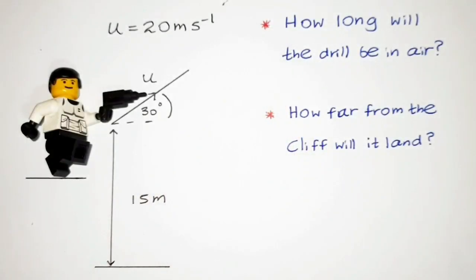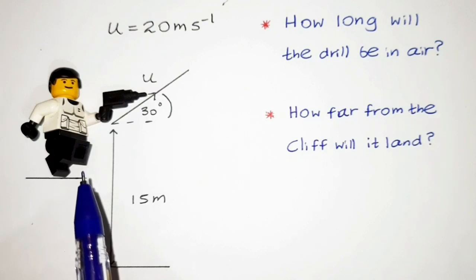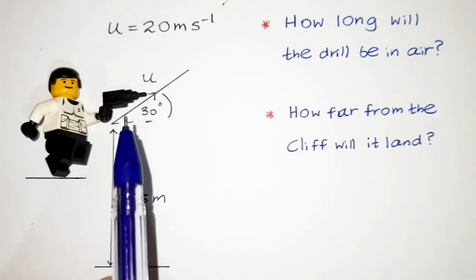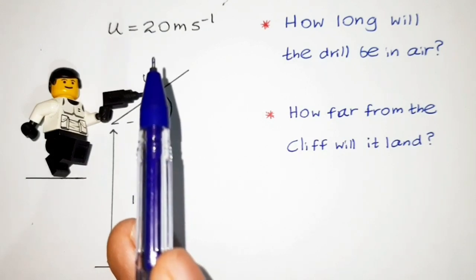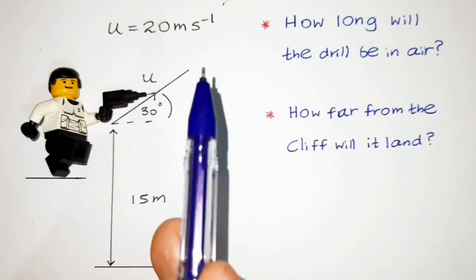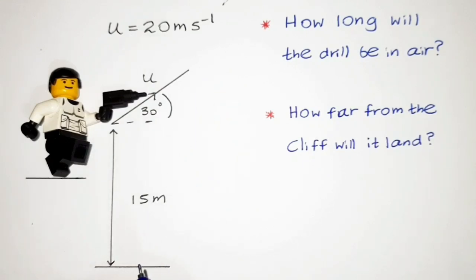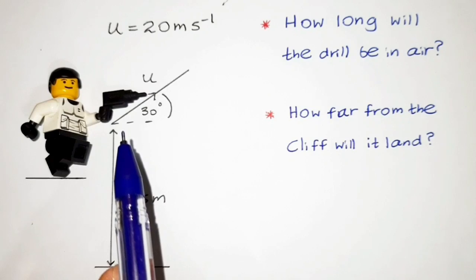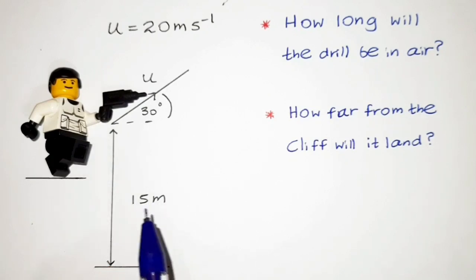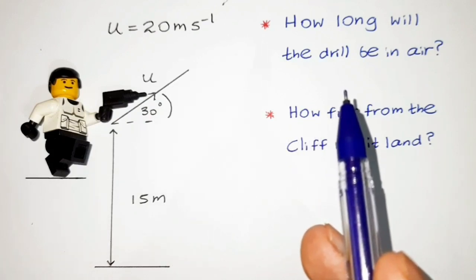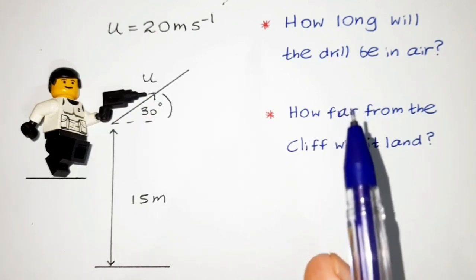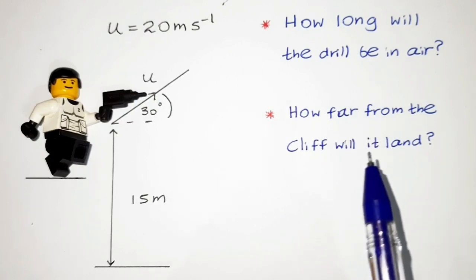Let us consider this example to get a better understanding of what we have discussed until now. We have a person on top of a cliff. He throws a drill in a projectile motion at 30 degrees to the horizontal with the initial velocity of 20 meters per second. The distance from the ground to the hand of the person where he throws the drill is 15 meters. The questions we need to answer are how long will the drill be in the air before it contacts the surface of the ground, and how far from the cliff will it land.